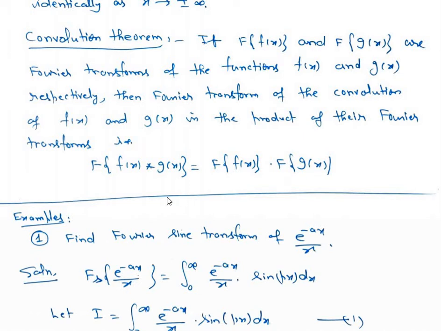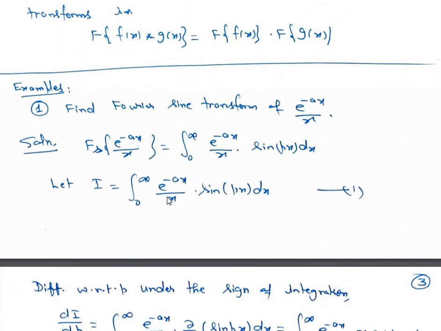Now let's take a few examples. Find the Fourier sine transform of e to the power minus ax upon x. By definition, the Fourier sine transform of e to the power minus ax upon x is the integral from 0 to infinity of e to the power minus ax upon x into sin px dx. Suppose that this integral is I. So I is equal to the integral from 0 to infinity of e to the power minus ax upon x into sin px dx.